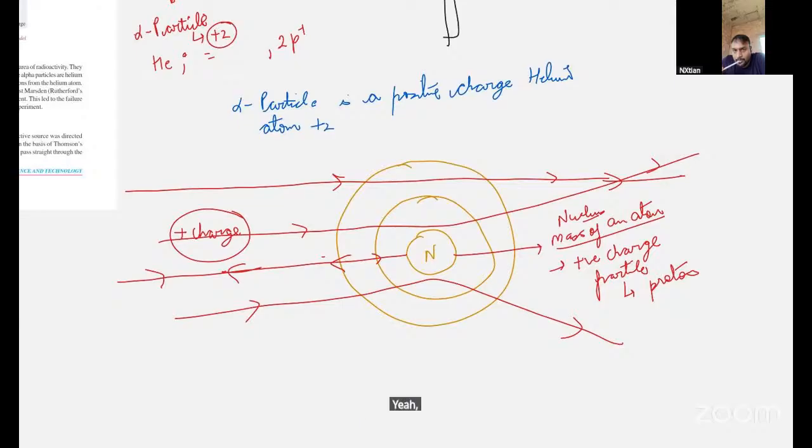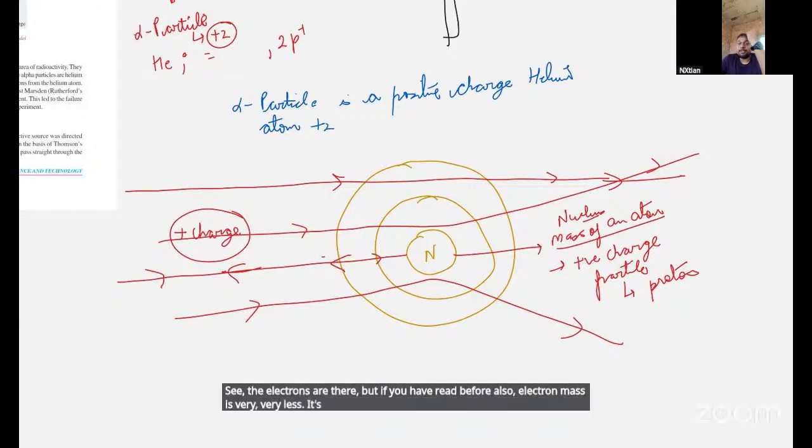Sir, aren't there electrons in this model? See, the electrons are there, but as you have read before, electron mass is very, very less. It's negligible. In the book it is also written as negligible. That is why we say that all the mass of the atom is in the nucleus. That is why deviation happens when the ray goes through the center of the atom.